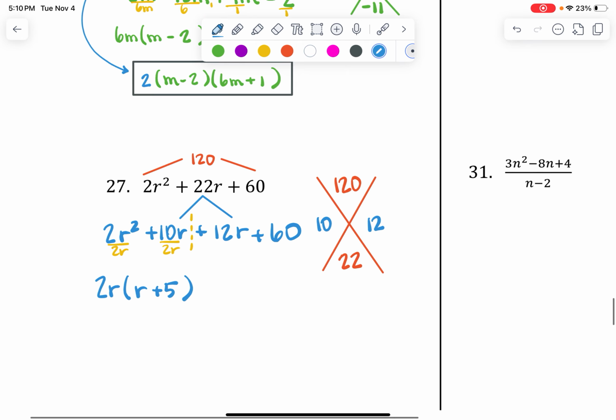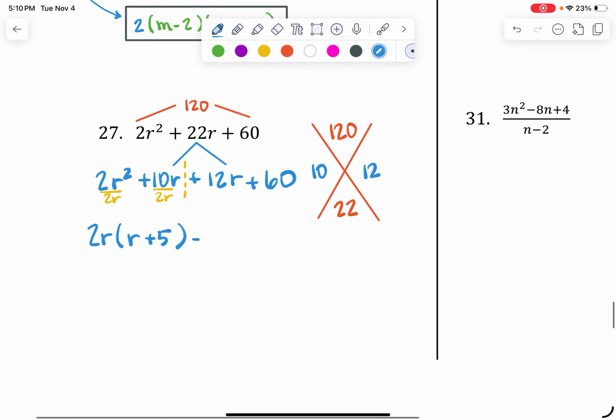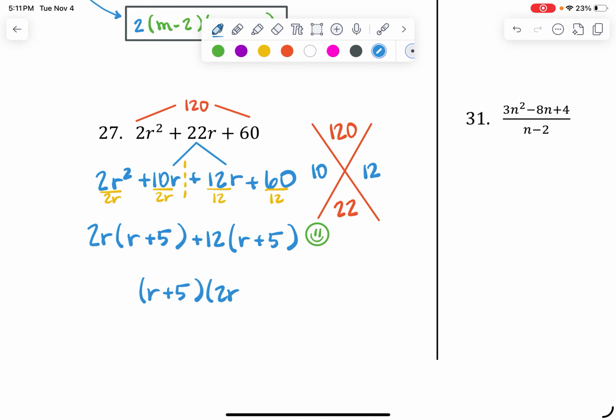And then on the second half, 12R plus 60. Looks like they have a 12 in common. So I'm going to divide by 12. And that's going to give me, oh, what do you know? R plus 5. I do a little happy dance with my smiley face because my parentheses are identical, which means my 2 factors are R plus 5 and 2R plus 12.